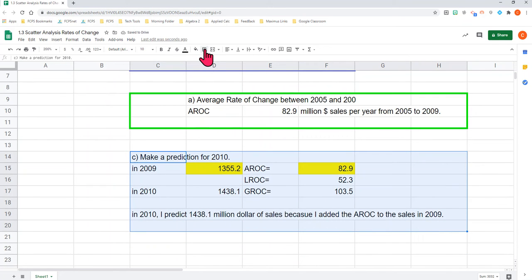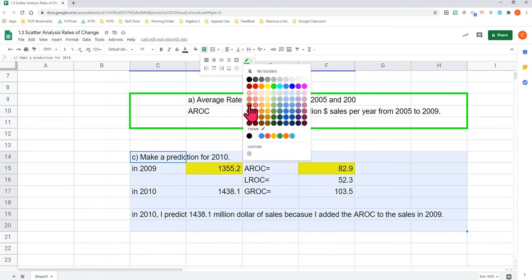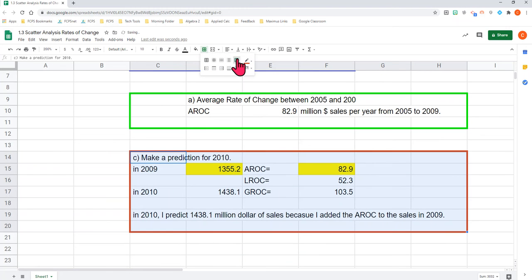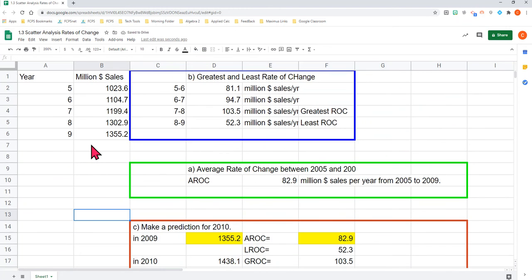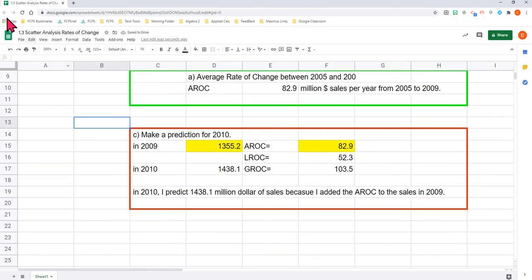So I'm going to go ahead and put a box around this so that I can find it later. I will make it red. You don't have to make them different colors. I just like to. That way it's easy to find the results.